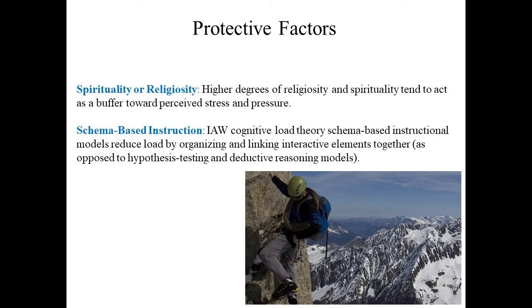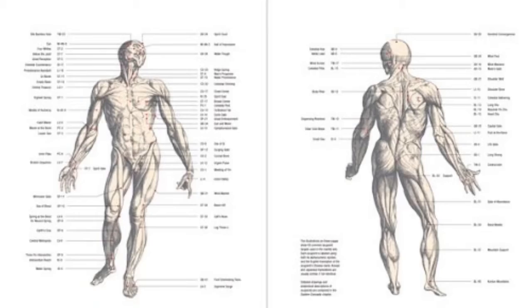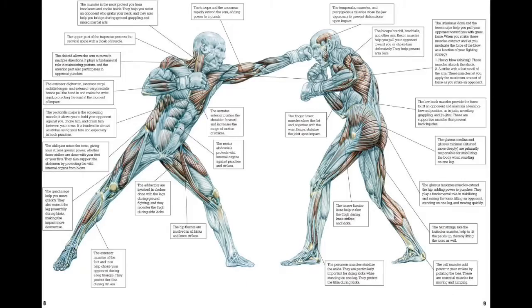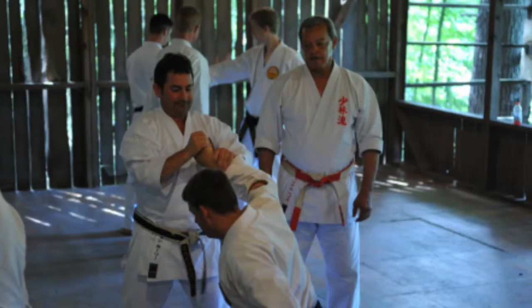Employing a schema-based instructional model helps reduce cognitive load through linking concepts to one another in a manner that facilitates memory and problem solving. For example, in the martial arts, if you're going to attack a pressure point on an opponent, there are three things you'll want to remember. Pressure points respond to pressure, angle, and direction.